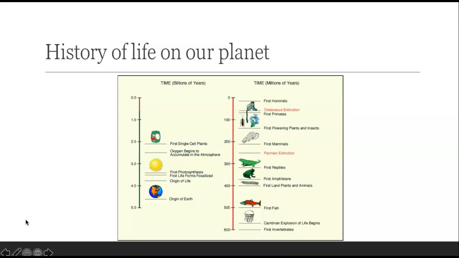So let's first start on the left side of this graph, and you'll notice that the Earth begins around 4.6 or so, give or take, billion years ago. So that's billion with a B. And then it's quite some time that the Earth is around where you get what we consider to be the origin of life, the first living organism to appear. And then we go quite some more amount of time where we see the first life forms that are fossilized, then the first organisms that can do photosynthesis.